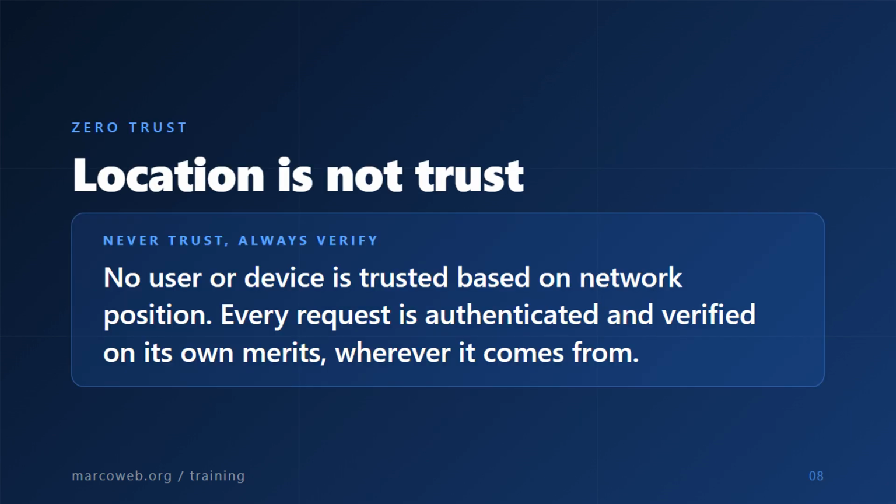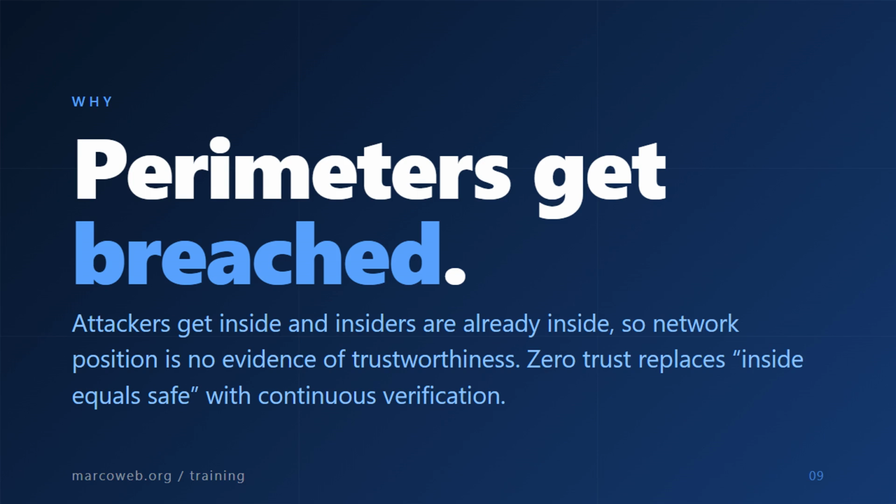The flat network failure reflects an old assumption, that being inside the network means being trusted. Zero Trust discards that. Its principle is that no user or device is trusted based on network location. Every request is authenticated, authorized and verified on its own merits, wherever it comes from. Why? Because attackers breach perimeters and insiders are already inside, so network position is treated as no evidence of trustworthiness at all. Zero Trust replaces inside equals safe with continuous verification. It is the modern answer to the soft center problem.